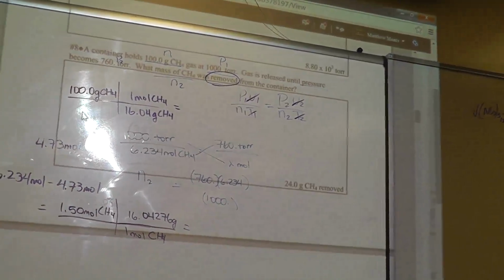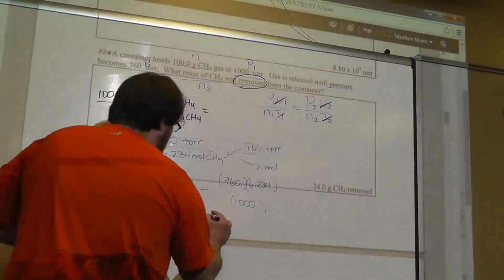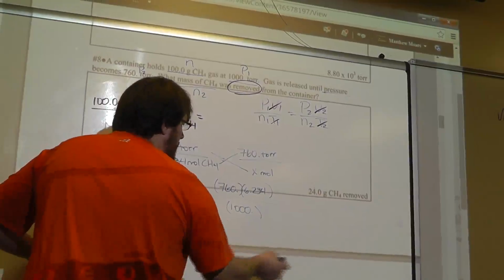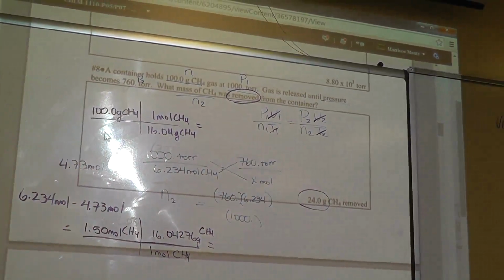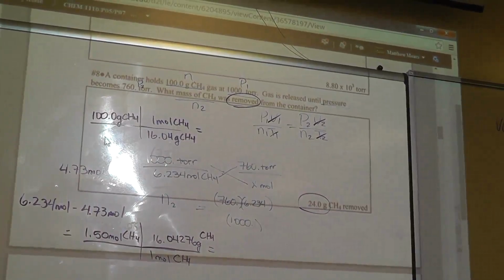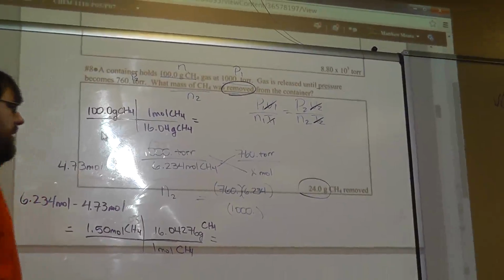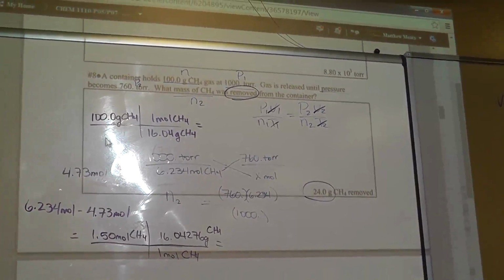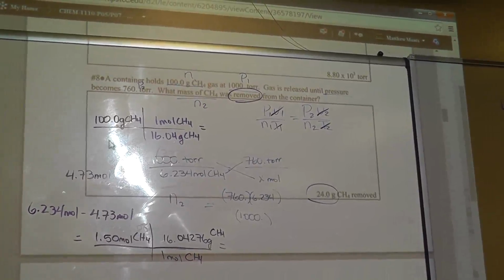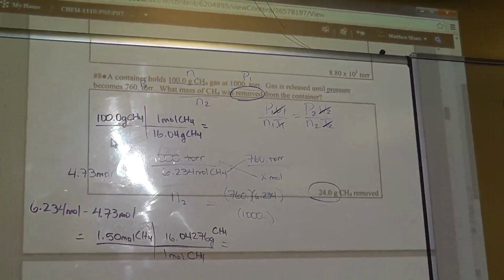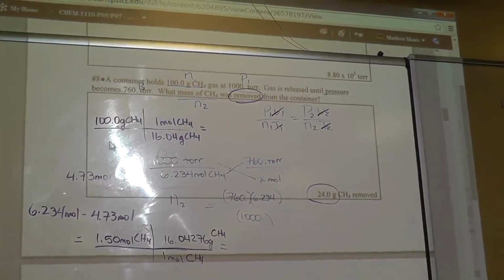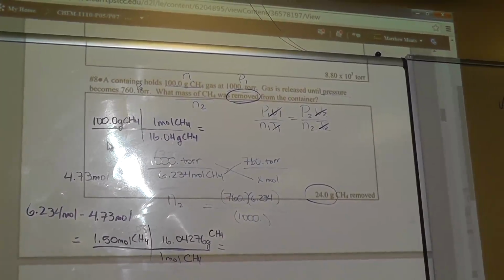Moles times the mass of methane here, and you should be coming up with 3 sig figs, with 24.0 grams of methane that was lost. Everybody getting that, or something really close to that? Okay. What else? Other questions?